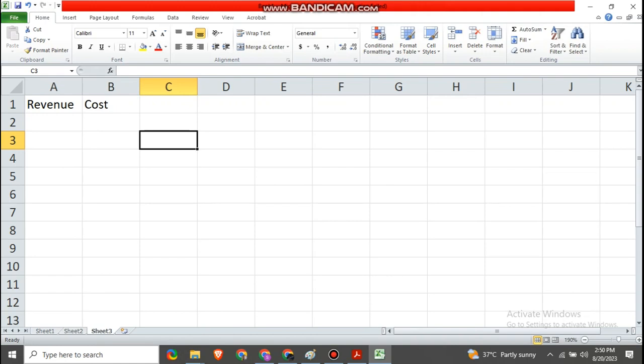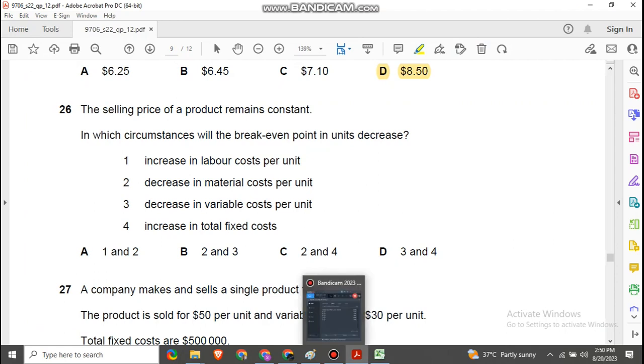Now the question here is, if the selling price remains the same, in what circumstances may the break-even units decrease? For this to happen, the cost should decrease. If the cost is decreasing, then I have a chance that my break-even units will decrease. So let's go back to the options and see. An increase in the labor cost per unit. If the labor cost increases, cost increases, so I need to sell more units to cover those costs. So this is not the correct answer.